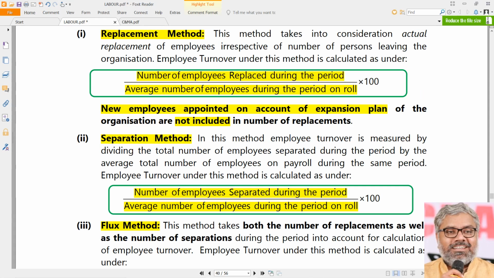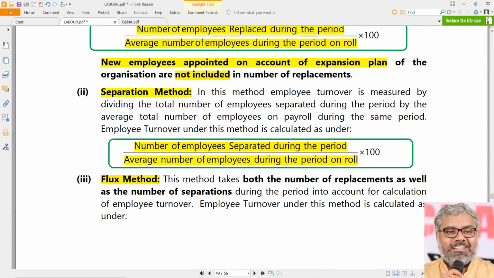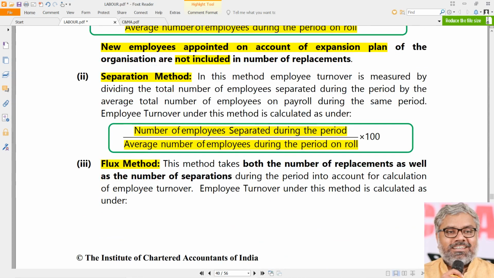So in case of replacements, definitely there is one guy going out, one guy coming in. So there also we gave importance to the guy coming in only, not going out. There should be a replacement. Then only that goes into the numerator under replacement method. But in separation method, we don't care about whether that person is replaced or not, or we don't even care about why that person has left the organization. Those things are all separate things. As far as calculation is concerned, the number of employees separated during the period divided by the average number of employees for that period into 100 will give us labor turnover using separation method.